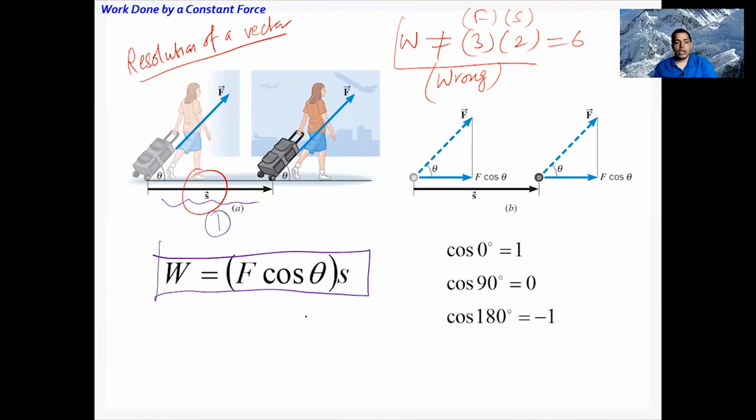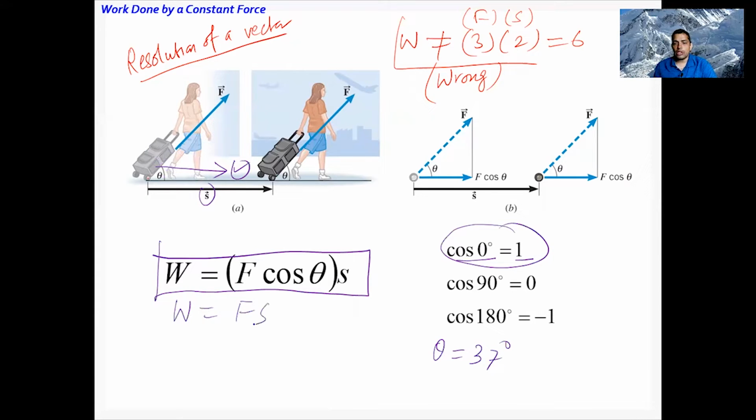In the previous case, we considered our theta to be 37 degrees. But if you consider your theta to be 0, meaning you are applying the force like this, dragging the briefcase like this, which is unlikely, then the angle between S and F is 0. In that case, cosine 0 is 1, and your formula becomes F S, which is similar to the formula in the previous slide.